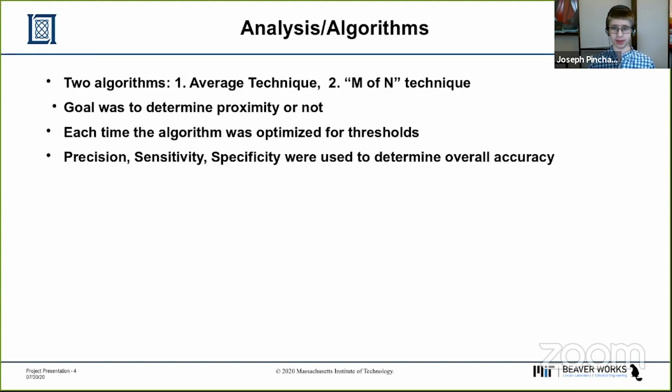When looking at accuracy of algorithms, I looked at 3 different statistics that helped tell me how accurate the algorithm is, as there are many different aspects to look at when determining the accuracy of an algorithm. The first one is precision, so true positives over true positives plus false positives, and this shows how many of the scans that were marked to be within proximity were actually within proximity. The next one is sensitivity, so true positives over true positives plus false negatives, and this shows how many of the scans that should have been marked positive were actually marked positive. Finally, we have specificity, which is true negatives over true negatives plus false positives, and this shows how many of the values marked to be not within proximity were truly not within proximity.